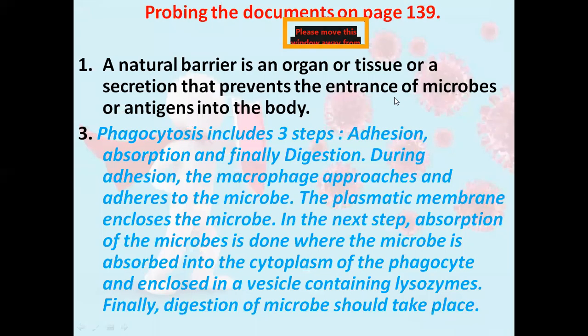So first of all, I want you to solve the probing the documents on page 139. So what is the natural barrier? The natural barrier is an organ or a tissue, or it may be a secretion like the nasal secretions, the mucus, the vaginal secretions, or the semen. They prevent the entrance of microbes or antigens inside the body.